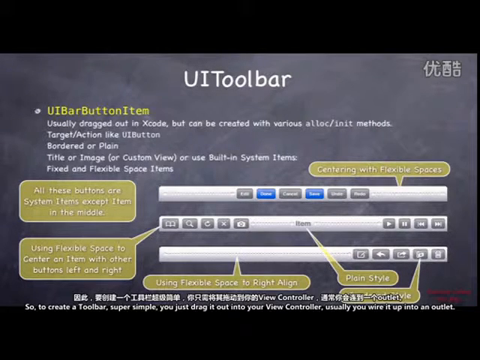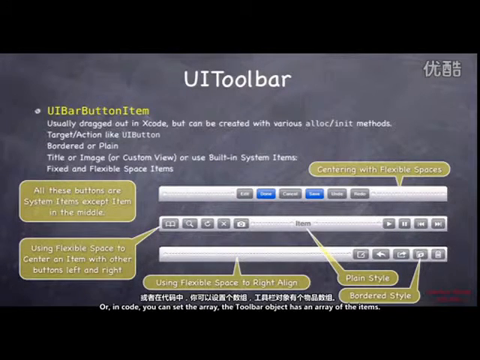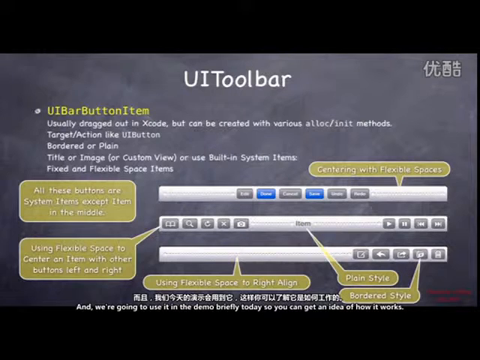So to create a toolbar, super simple. You just drag it out into your view controller. Usually you'll wire it up to an outlet. Then you can just drag UIBarButtonItems out into it from Xcode, or in code you can set the array, the toolbar object has an array of the items. And that's it. It's really no more than just an array of these items. Okay? Super simple to use. And we're going to use it in the demo briefly today so you can get an idea how that works.